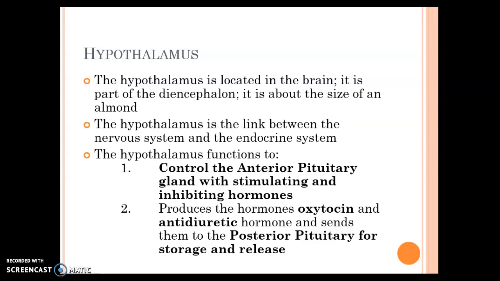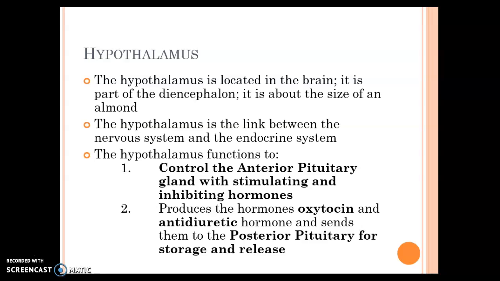All right, so we learned in Chapter 7 that the hypothalamus was a really important part of the nervous system, but it also connects and controls the endocrine system. It's kind of the puppet master of the endocrine system. It makes up part of the diencephalon of the brain.